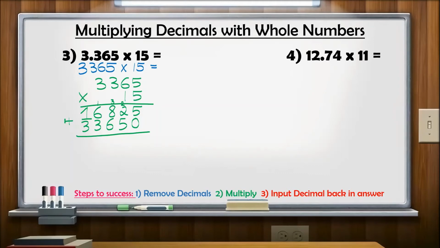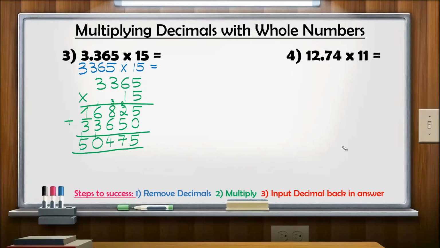So 5 plus 0 is 5, 2 plus 5 is 7, 8 plus 6 is 14, so I'll place my 4 here and carry over the 1. 6 plus 3 is 9, plus the 1 is 10, so I'll put my 0 here and carry over the 1. Then 1 plus 3 is 4, plus the 1 is 5. So the final answer for 3,365 times 15 is 50,475. However, this is not the final answer for my original question.